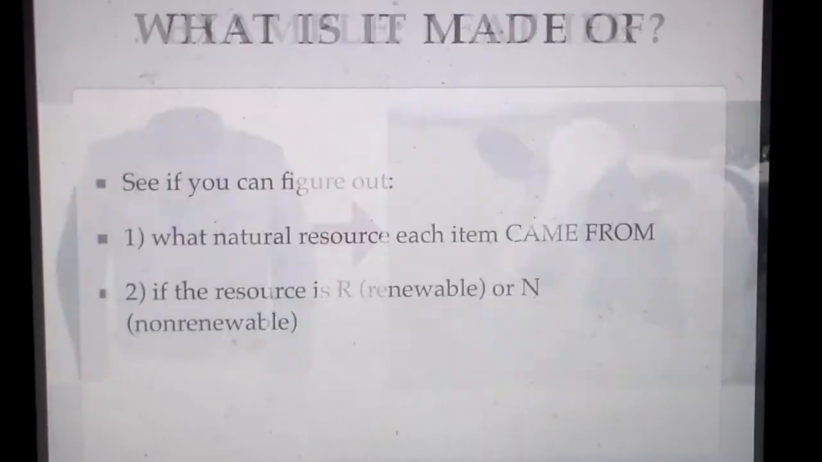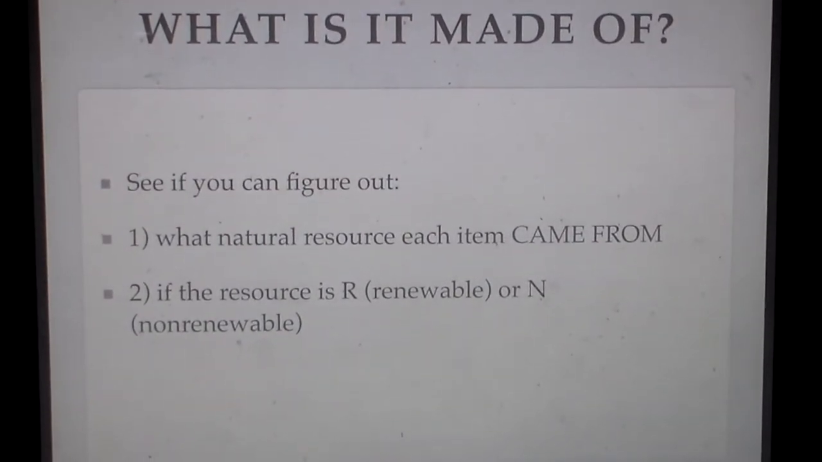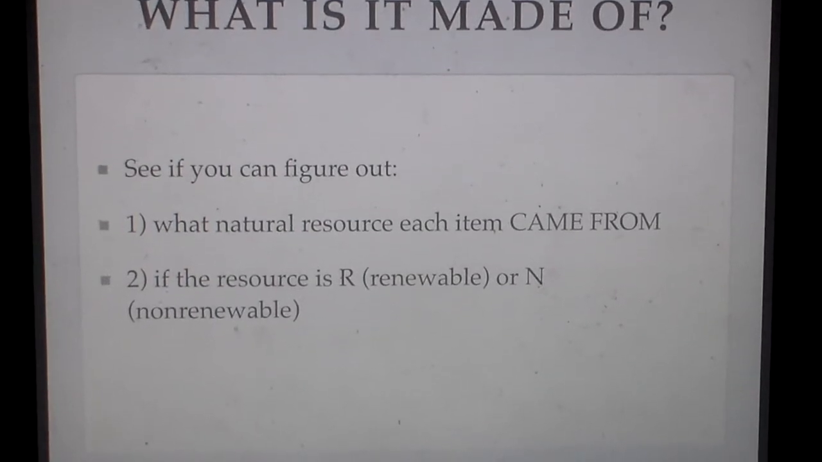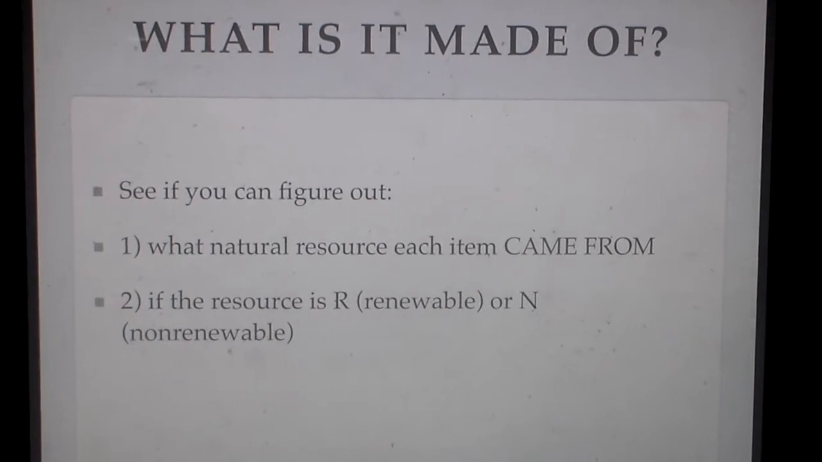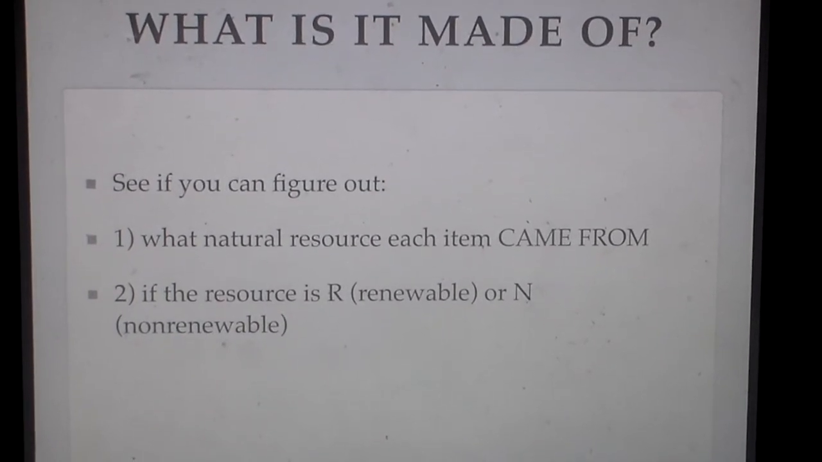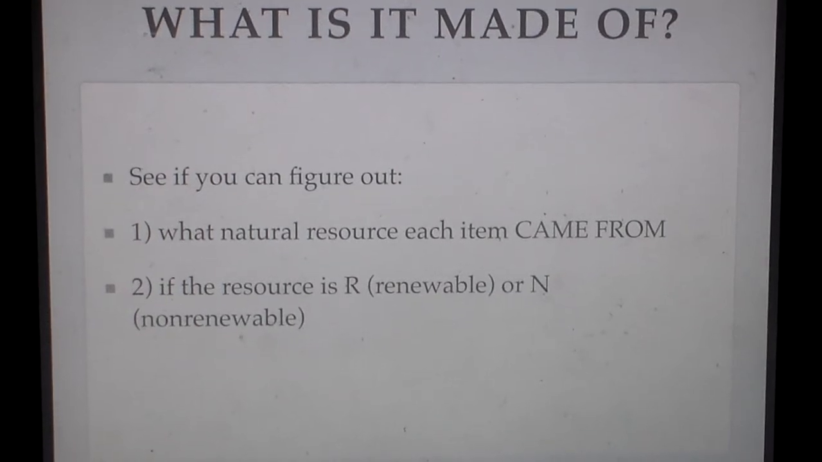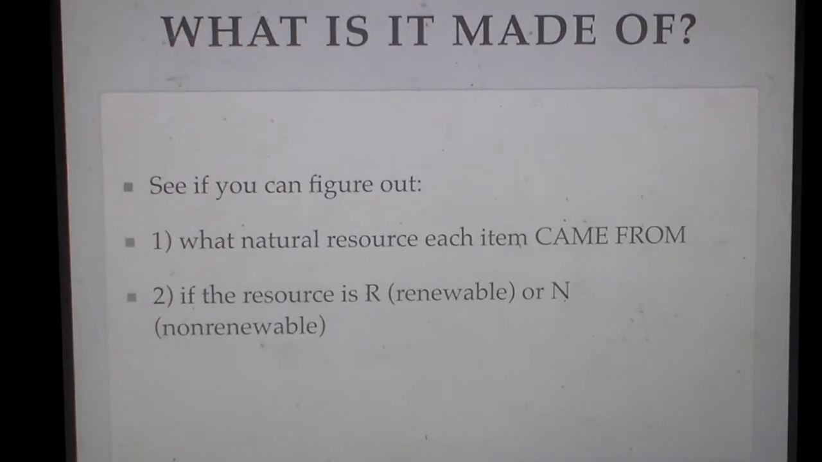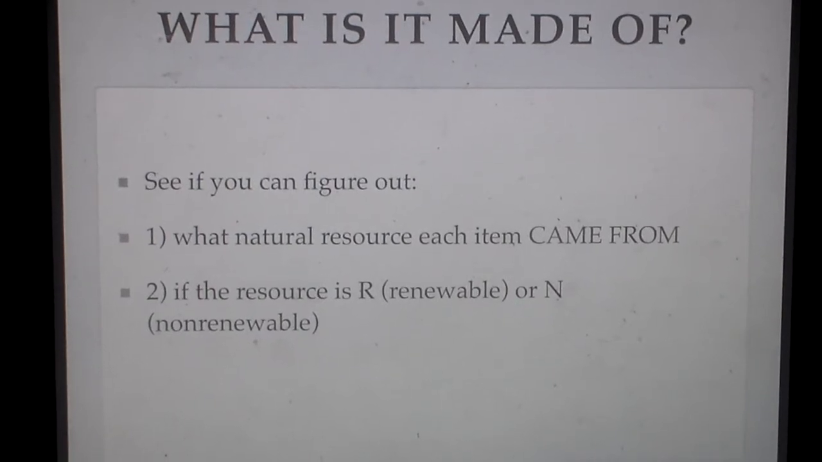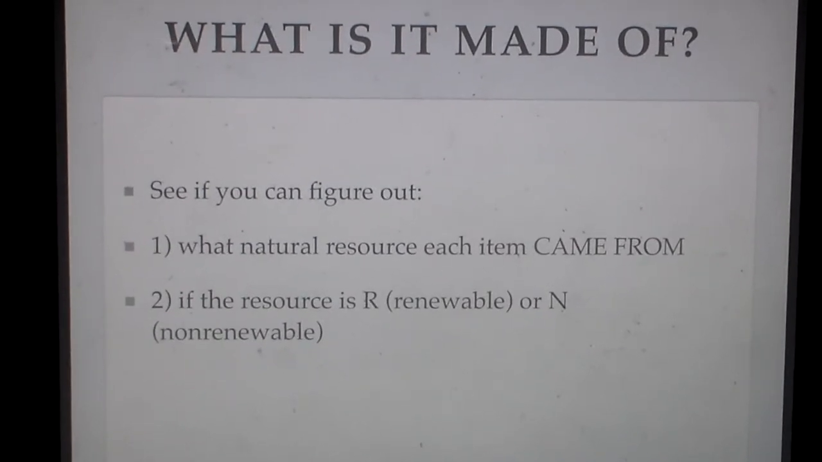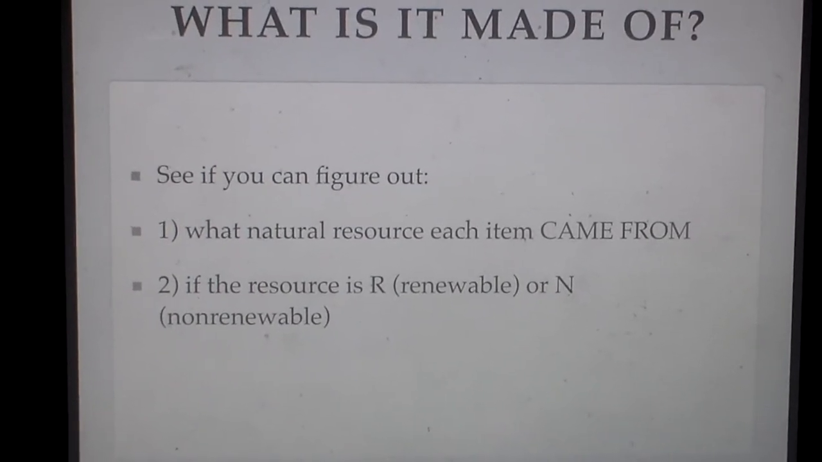So what you're going to do for the next set of pictures is you're going to identify what natural resource each item came from. And you'll also identify if the resource is renewable or non-renewable. And you can do that by just simply writing R or N on your slate. And just so you know, some of the objects that we're going to look at come from multiple natural resources. So you might have more than one natural resource on your list, and that's okay.